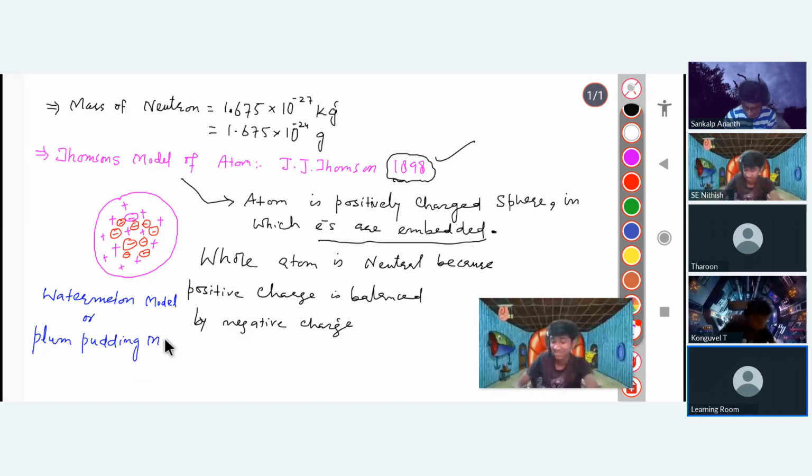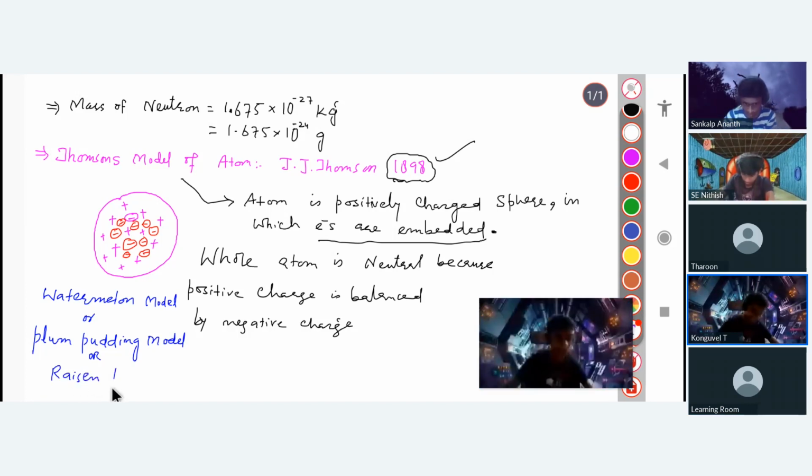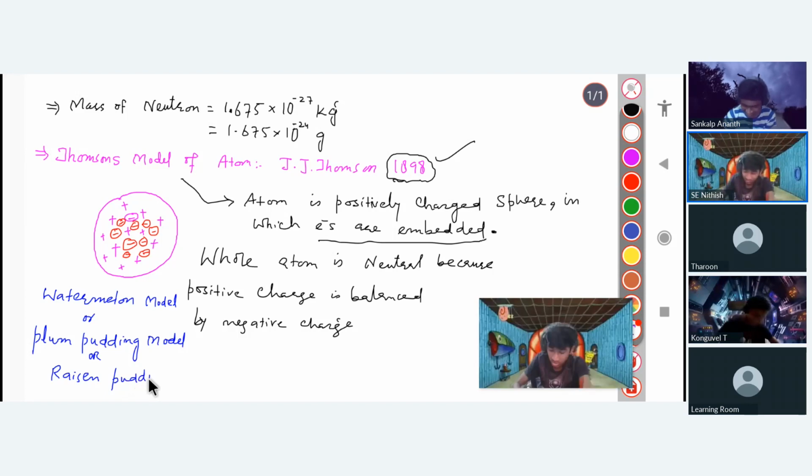It is also known as the raisin pudding model. It has different names; you can call it by any name. Whoever named this was a foodie. It must be the raisin pudding model. I learned this, I think, from a teacher.